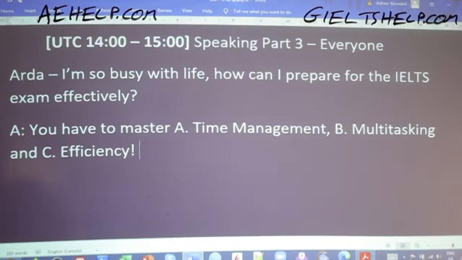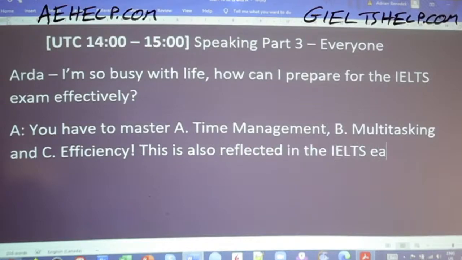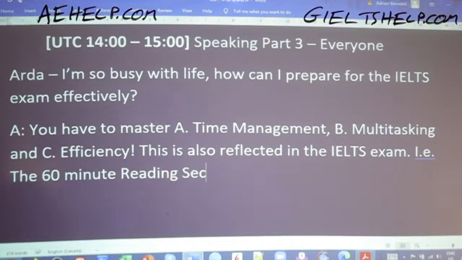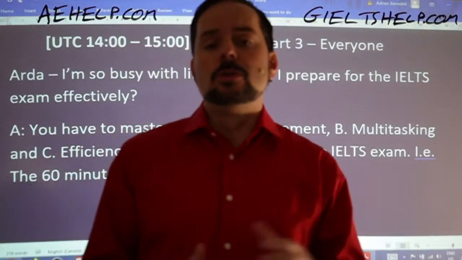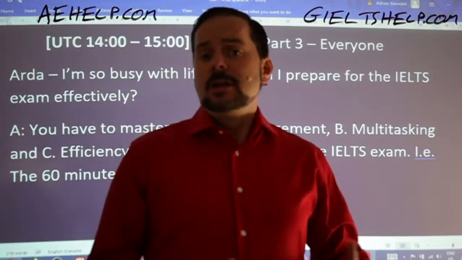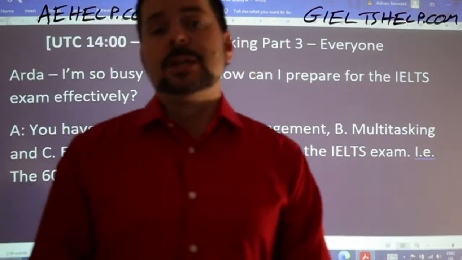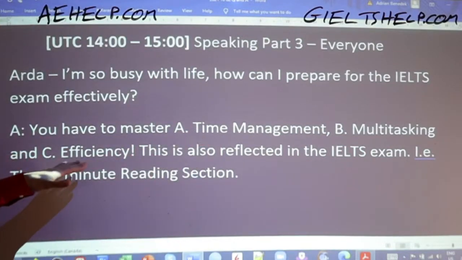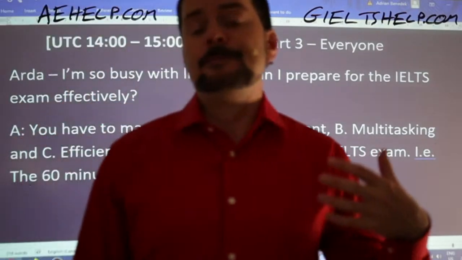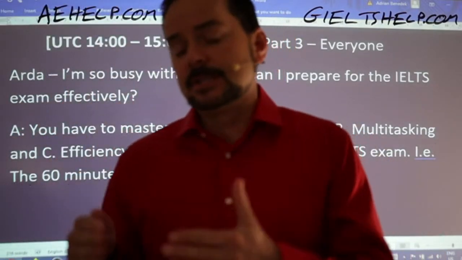Okay. This is also reflected in the IELTS exam. I.e., the 60-minute reading section. So the reality is, everyone, that with 8 billion of us on the planet, competition is out of control. The competition for good quality life in the world today is unmatched historically. Nothing even comes close in the past 2,000 years. And time management, multitasking, and doing your life efficiently has become critical focus points of having a successful, happy, good quality life.